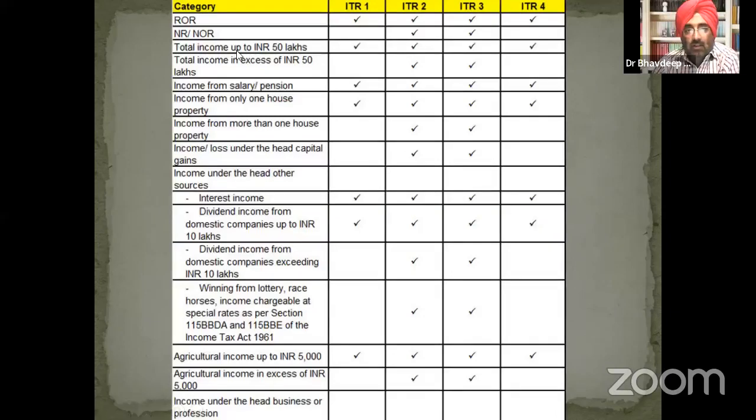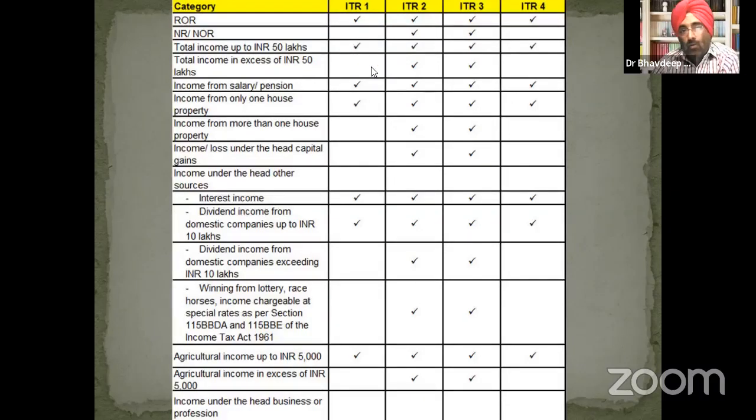I have divided it into 2 parts. Resident individual: ITR 1, 2, 3, 4. Income up to 50 lakhs, anyone. In excess of 50, only ITR 2 and ITR 3. The moment your income crosses 50, ITR 4 and ITR 1 go out of the window.